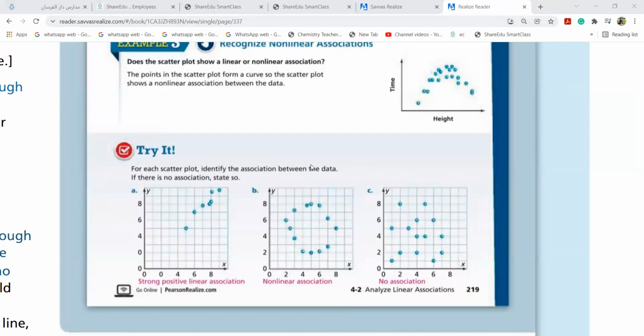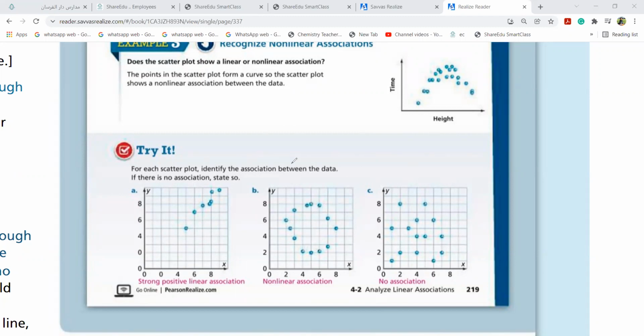Now here, for each, see again, this is imagination for you, okay? You will try to draw a trend line and you will see whether it's a strong positive linear association, or non-linear. What is the meaning of non-linear, Lamar? What is the meaning of non-linear? N-O-N? What is not straight?